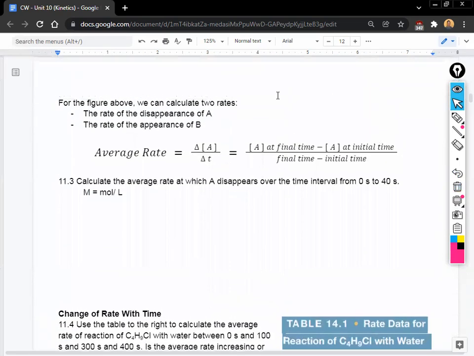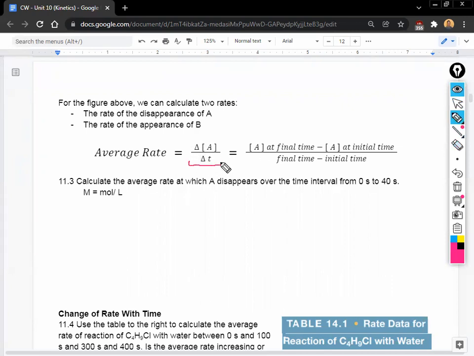Okay. Now, for this picture, we can calculate 2 different rates. There are 2 rates that we can look at. We can look at the rate of how A disappears, or we can look at the rate for how B appears. Right? There's 2 different things that are going on. A is disappearing and B is appearing. Now, we can calculate something called the average rate, basically the average of how the concentration changes with this formula. Okay, so this triangle, if you guys remember, triangle always means change. So the change in the concentration divided by the change in the time.